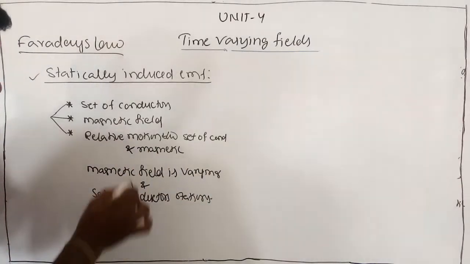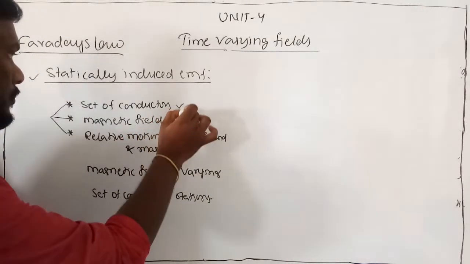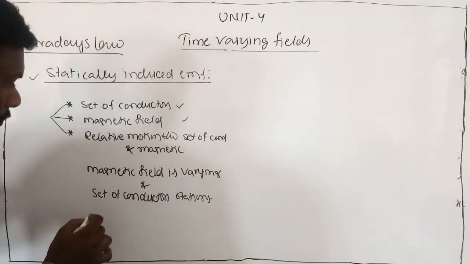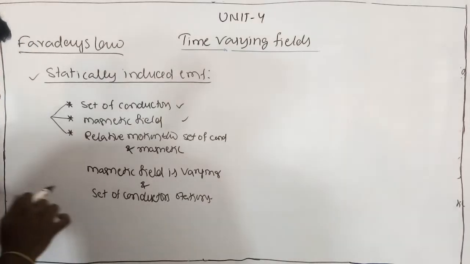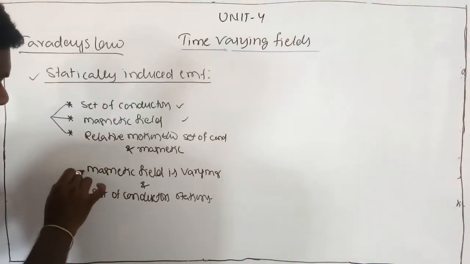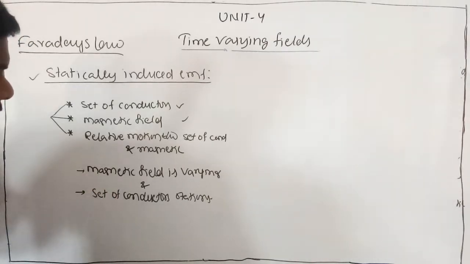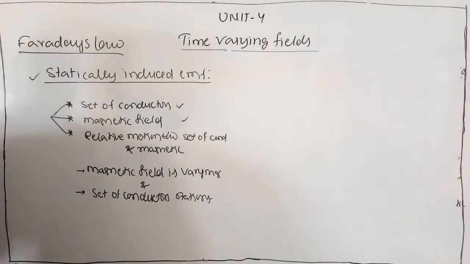So that's why, if out of these two terms one term is constant, the other should be varying. That's why EMF will be induced inside the conductor. In this case, the magnetic field is varying and the conductors are stationary. So that's why relative motion exists between the set of conductors and the magnetic field, so that EMF will be induced.